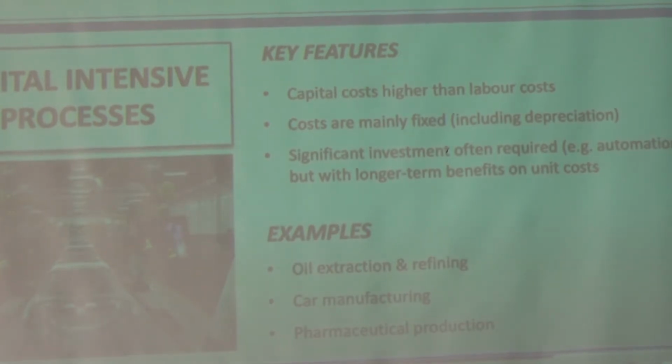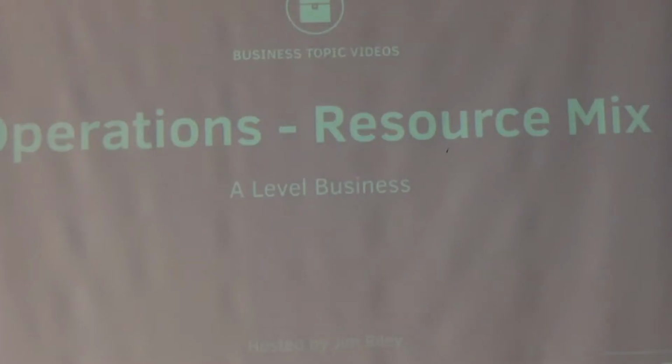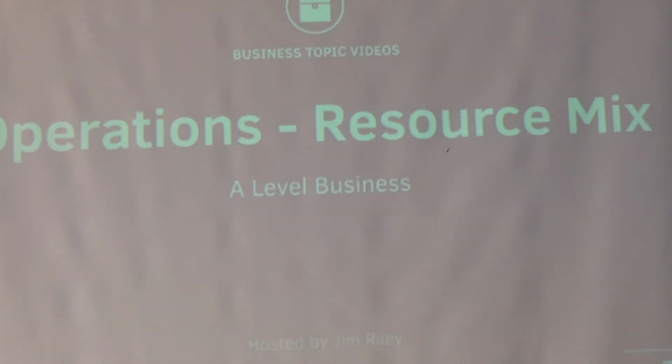And I've put some examples down there of capital-intensive processes. Car manufacturing is a great example. Any industry which is highly automated, such as pharmaceuticals production, will be another good example. There we go then, that's just a quick overview of the operations resource mix, which considers the difference between labour and capital-intensive processes.